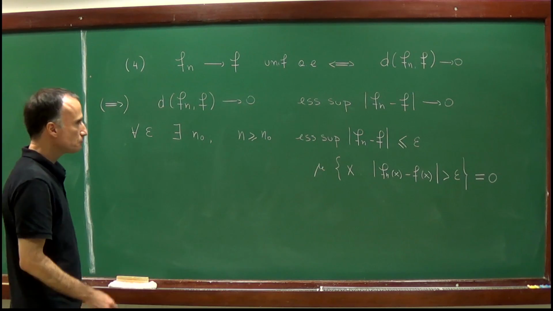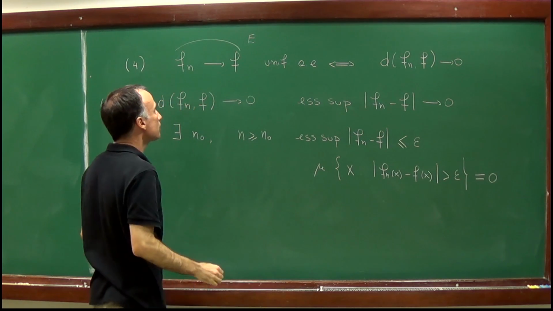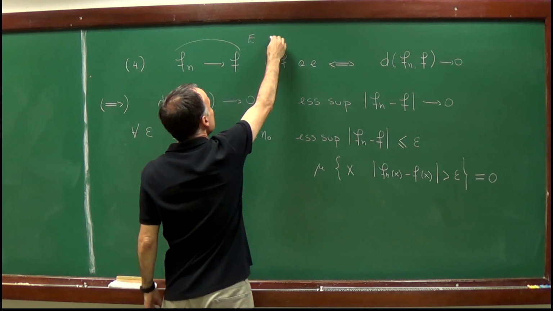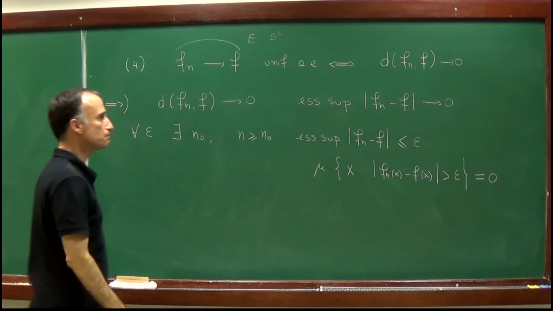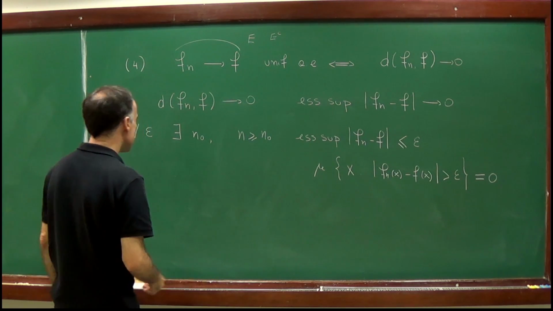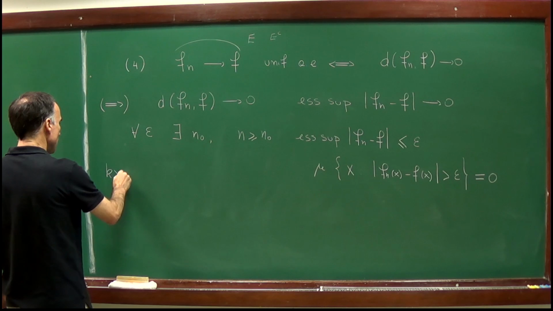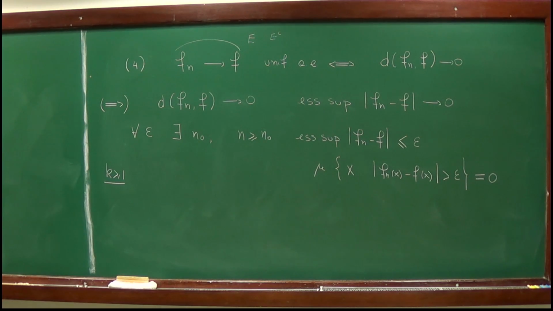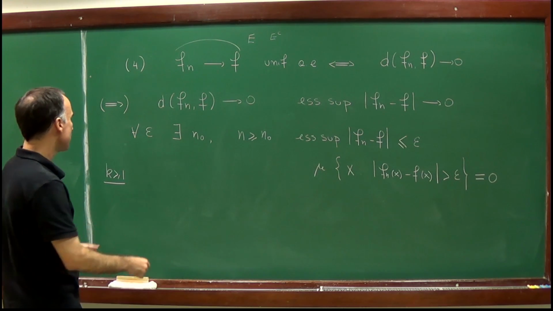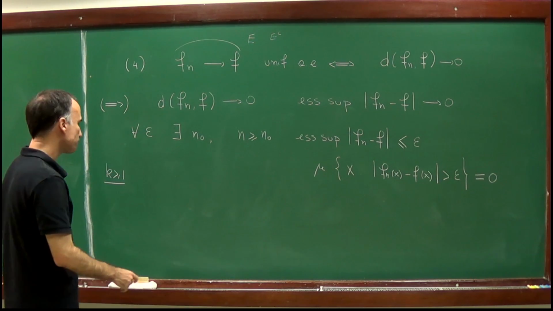So with that set, I will construct the set E. So remember here I need to construct a set E in which this convergence is uniform on E, and E complement has measure 0. So let's construct this set. Let me take k larger than or equal to 1, and let me consider epsilon to be 1 over 2k. Let's be safe and take epsilon equal to 1 over 2k.